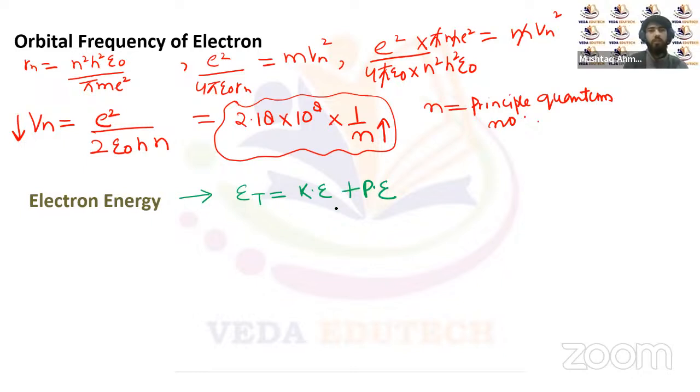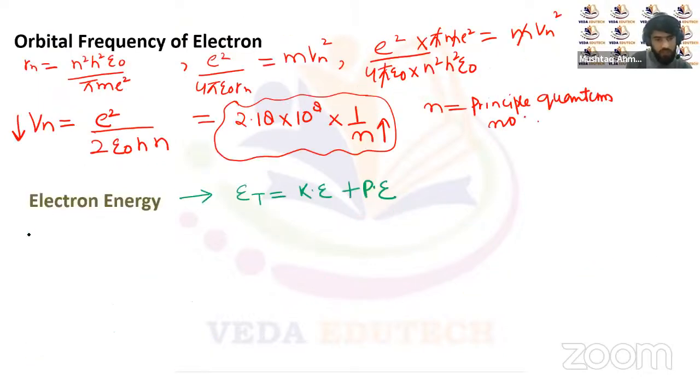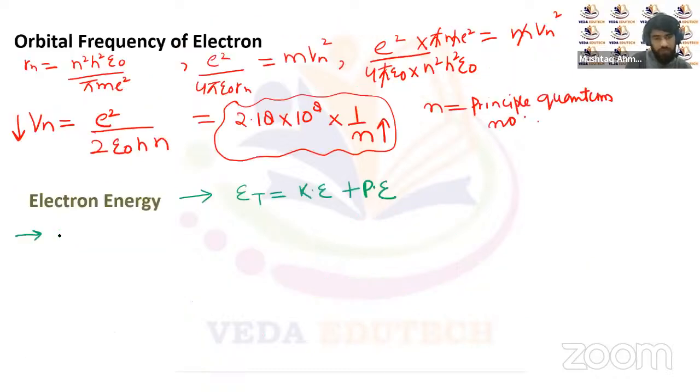And the kinetic energy, we know, is half mv square. And the potential energy is the electrostatic potential energy of this electron. Now let's write the value of kinetic energy. We know mvr is equal to nh upon 2 pi.